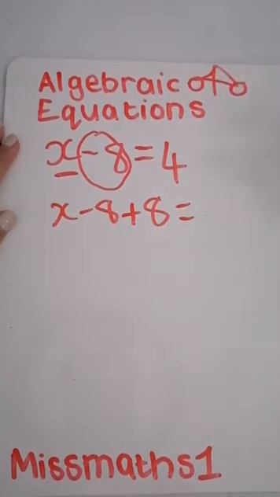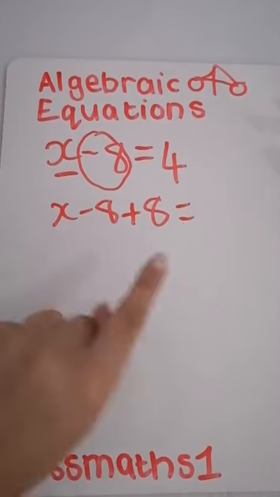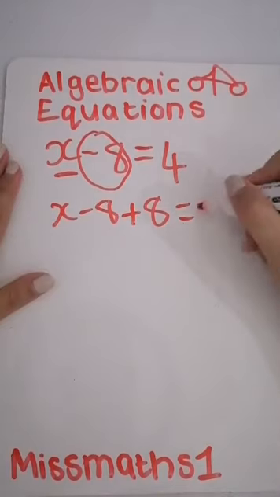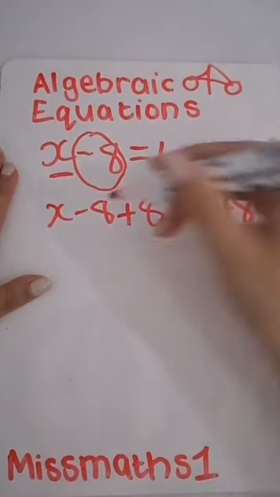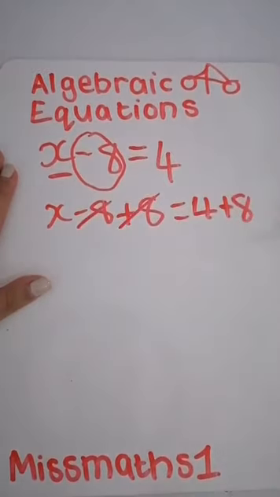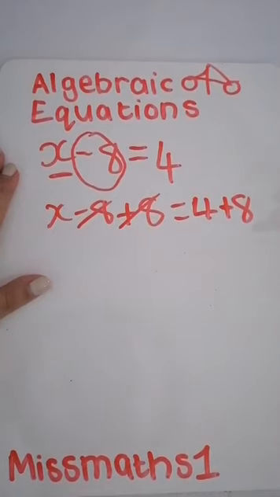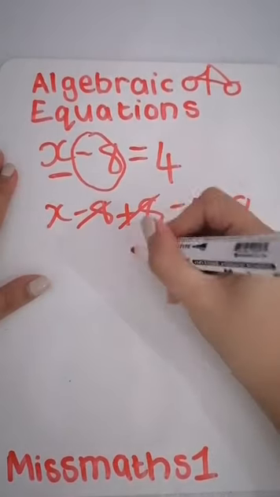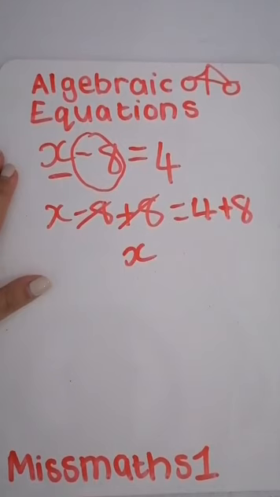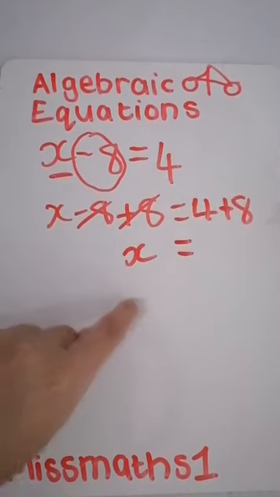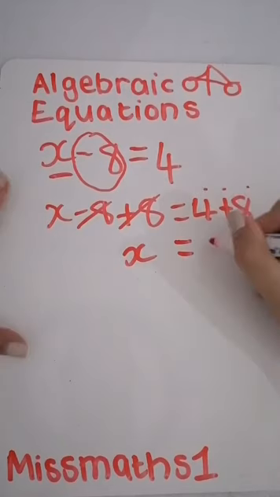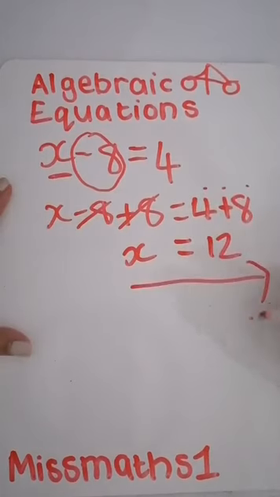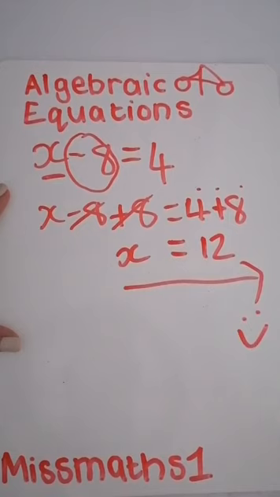We need to think that you need to keep it in balance. So if you've added 8 on this side, you're going to need to add 8 on the other side as well. Okay, net result of this is 0. If we add and subtract the same number, it's 0. So you've successfully isolated the variable. So we've got x on its own. And then all you need to do is simplify it. 4 plus 8 gives us an answer of 12. Yay. Let me know if you guys got 12.